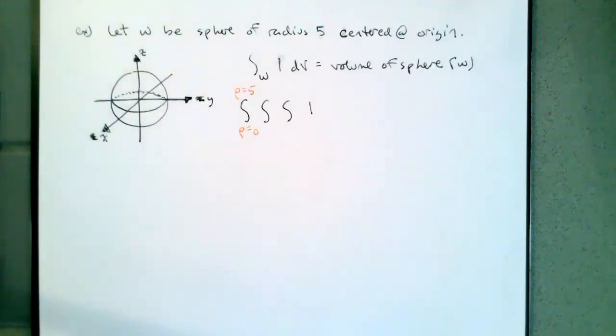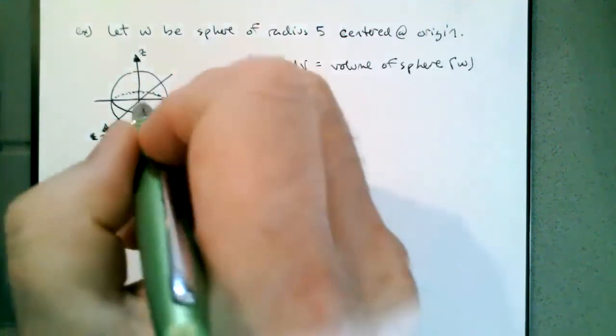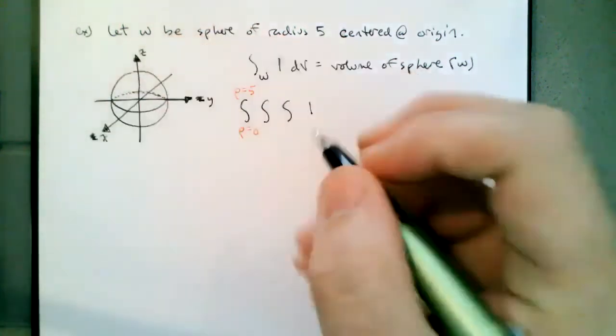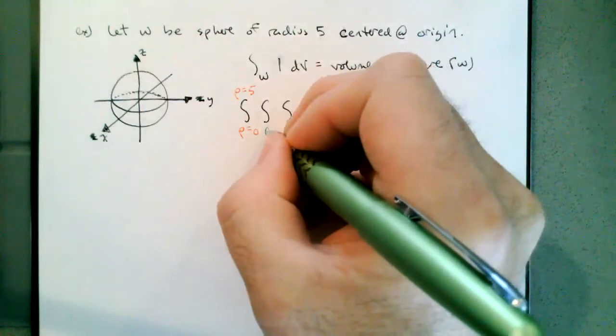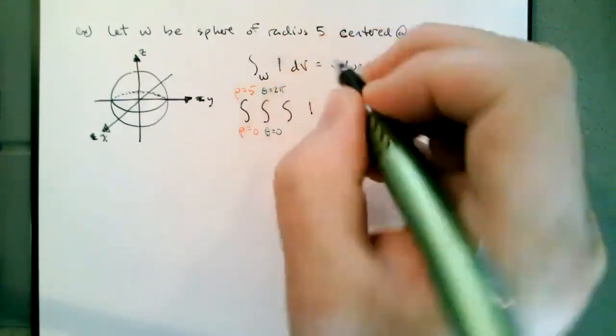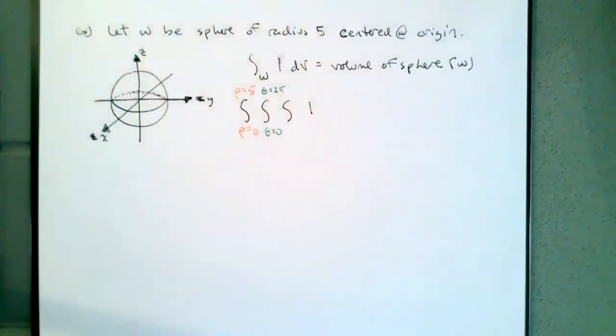My theta, I want to go all the way around, because theta is going to be measured from the positive x-axis, and I want the whole sphere. So we're going all the way around. So theta should go from 0 to 2 pi, because we want to integrate theta all the way around the sphere.